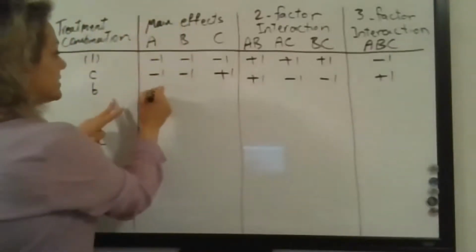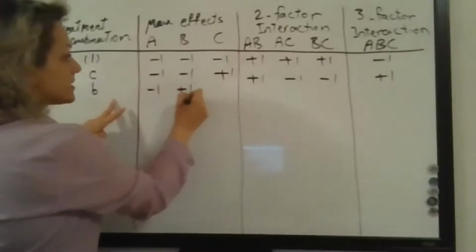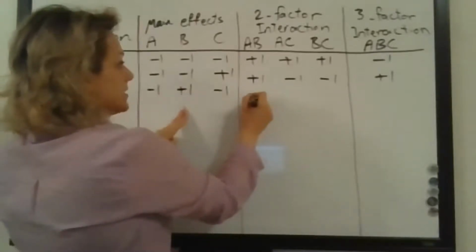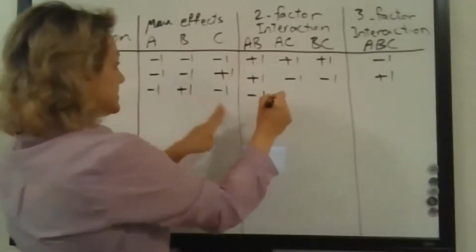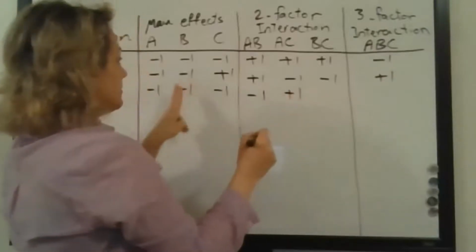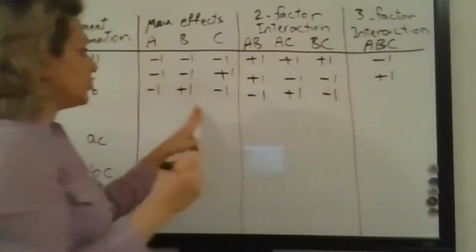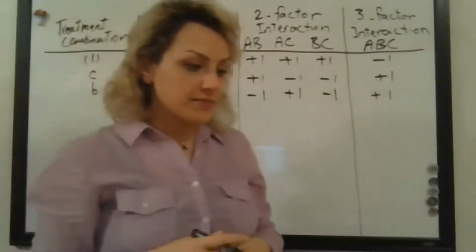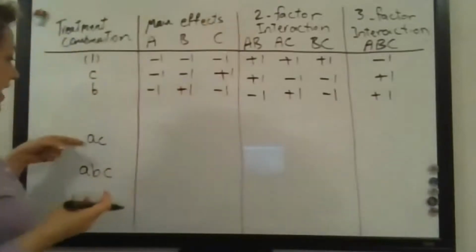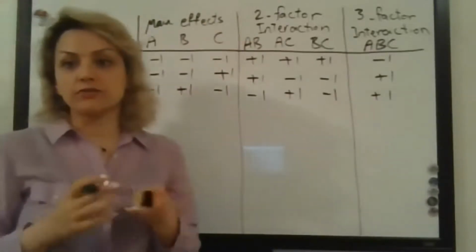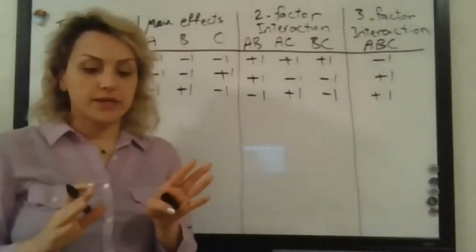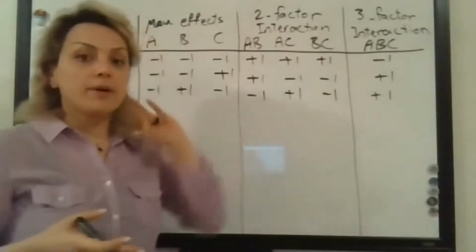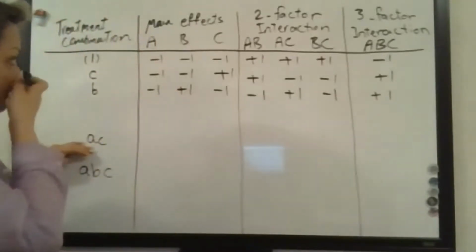So for B, this one is going to be -1, this one +1, -1. And then the multiplication of them, AB is going to be -1, AC is going to be +1, and then BC is going to be -1. And then when you multiply all of them together, it's going to be +1, right? I would suggest that you do that for all of them, because later, when we're going to have the regression model, it's going to be very helpful for us. But let's say that now I'm going to do AC, right?